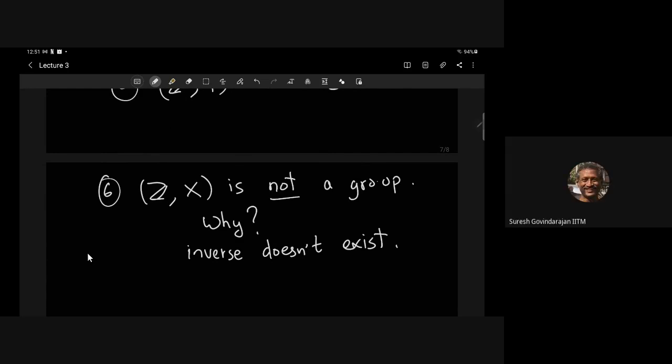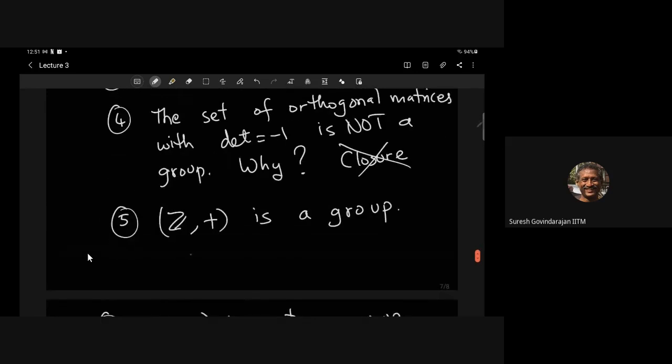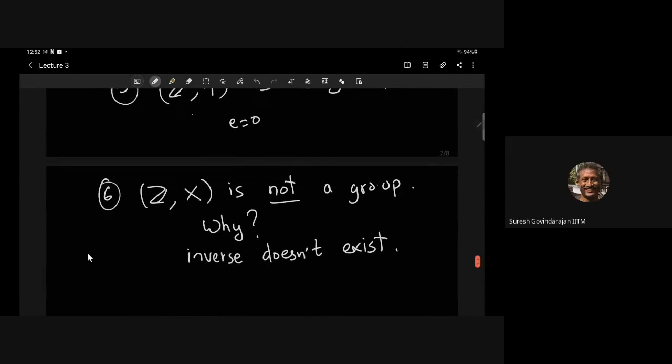Okay, so we should actually ask what is the identity in this? What is E in this? Z plus is a group. What is E equal to? 0. Okay, here what is E in the multiplicative case? 1. Okay, so you can see that it depends on the set and so on.